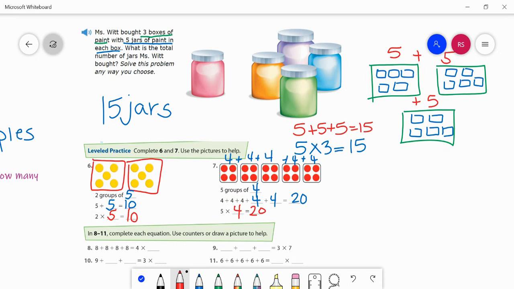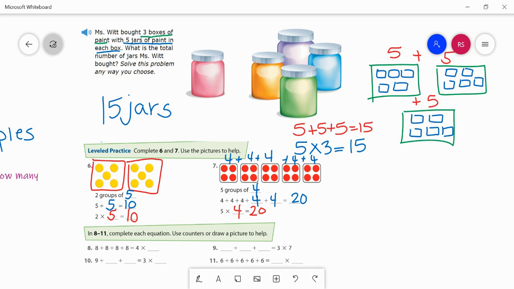Okay, so I encourage you down here at the bottom for numbers 8 through 11, go ahead and complete these equations. I'll show you for number 8. If we have 8 plus 8 plus 8 plus 8, whoa, that's a lot of 8s. So that's repeated addition using 8s, right? If I have 8 plus 8, that's 16, plus 8 more is 24, plus 8 more is 32.